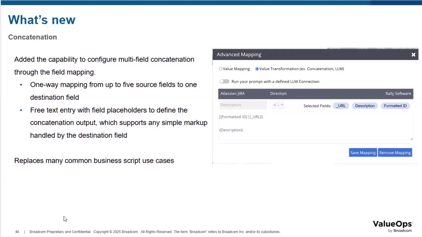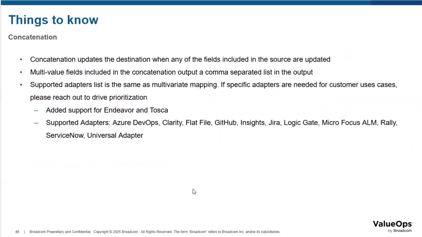And like I said, this replaces a lot of common business script use cases. So anywhere where we needed to do a simple transformation by either adding a string or putting 2 fields together, or turning a URL into a clickable link, we can now do this directly through the UI.